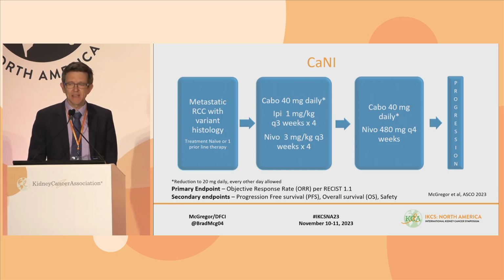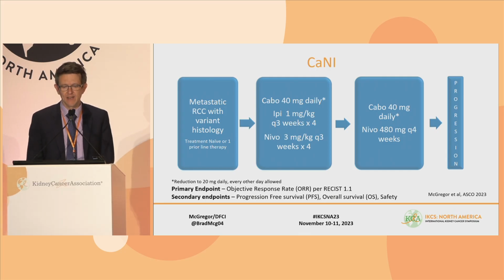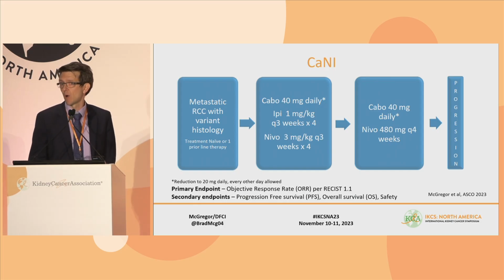So we took patients with metastatic renal cell carcinoma with variant histology, treatment naive, 1 prior line of therapy, and we gave patients the cabo, nivo, ipi at the sort of the COSMIC-313 dosing, right? So cabo 40 milligrams daily with ipi 1, nivo 3, every 3 weeks, did the 3 months, and then we assessed, and then we continue with cabo and nivo. Our primary endpoint was objective response rate per RECIST 1.1.